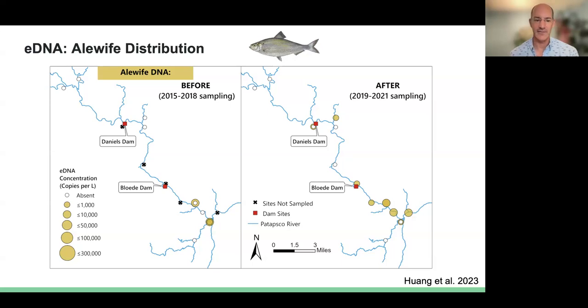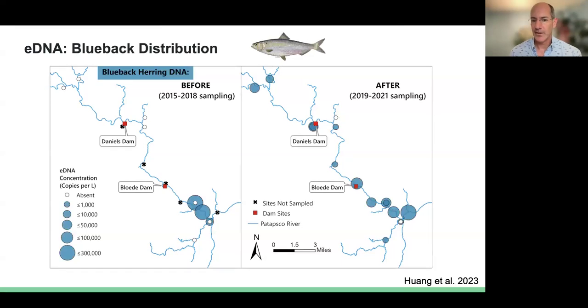So we still didn't find any evidence that fish were going past Bloody Dam before it was removed, but afterwards we did. We saw them at several locations all the way up to Daniels Dam, but not past Daniels Dam. They just got to that dam, but they were using the restored reach. So that was great news. For blueback herring, it was even better news.